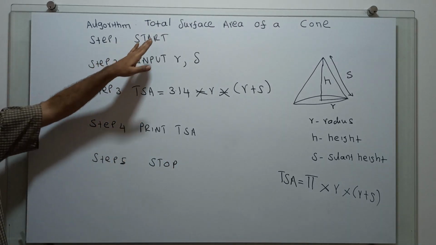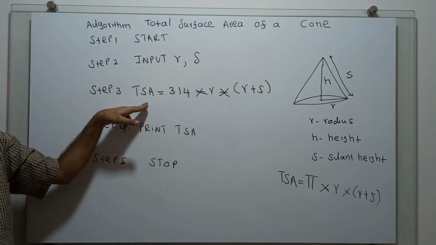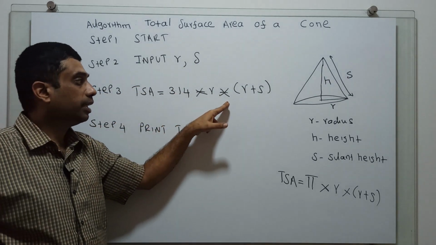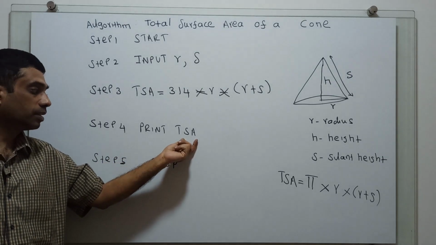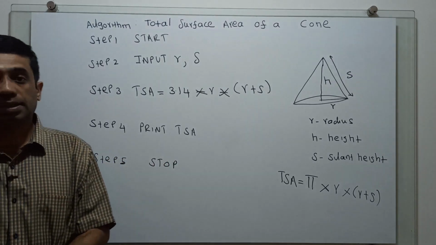So, step 1 is start. Step 2, I am obtaining radius and slant height as input. Step 3, total surface area equals 3.14, the value of pi, into radius plus slant height. Step 4, print TSA, total surface area. Step 5, stop. That's it.